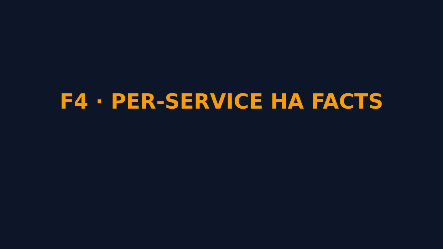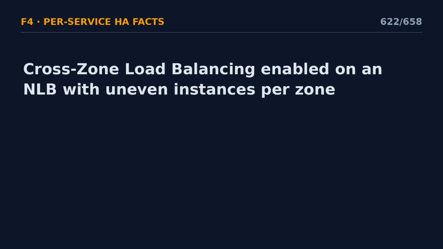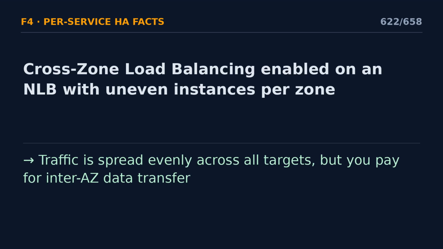Section F4. Per service high availability facts. Cross-zone load balancing enabled on an NLB with uneven instances per zone. Answer. Traffic is spread evenly across all targets, but you pay for inter-AZ data transfer.